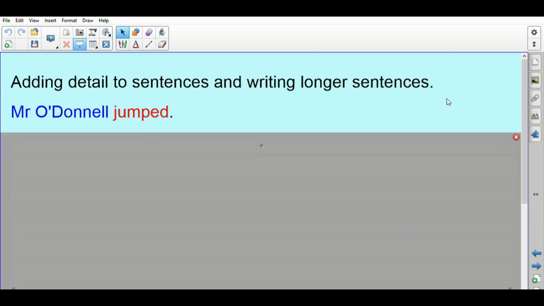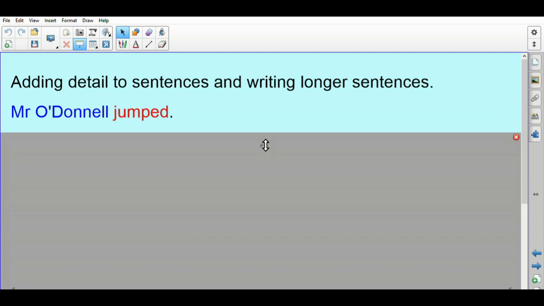So here's our first sentence, really simple, just subject and verb. Mr. O'Donnell jumped, and then I've got my full stop at the end of the sentence. Okay, and because it's my name, I need to have capital letters there and a capital letter to begin the sentence. So there might be lots of questions from that sentence. Why did he jump? What made him jump? Was he jumping in a race or anything like that? So now we can start putting in more information.